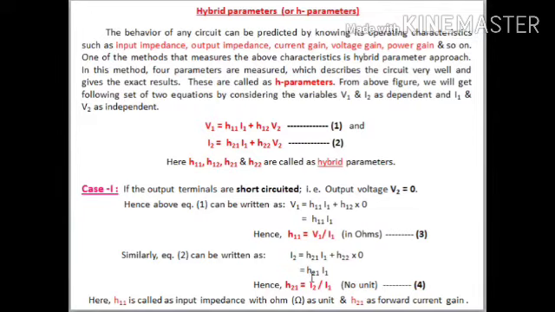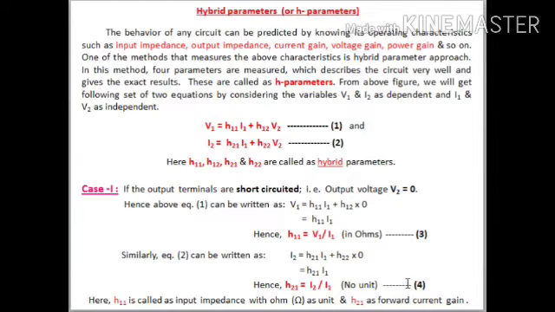H21 into I1. And we are interested in finding the value of H21. That's why H21 equals I2 upon I1, because we transfer this I1 to the I2 side. Now see here, this is the ratio of output current to input current. As it is a ratio of current, it has no unit, because ampere gets cancelled, and it is unitless or dimensionless. So let's take this as equation 4.